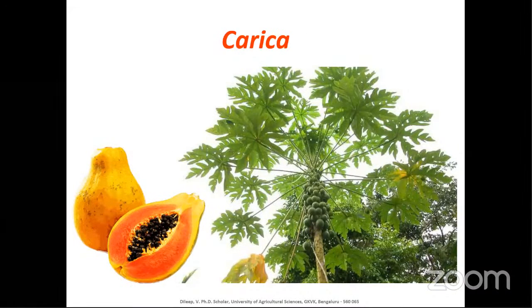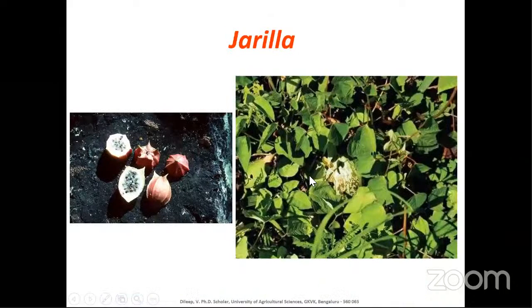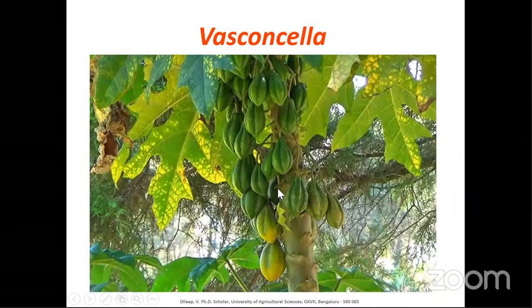So this is Carica. We have learned the cultivated papaya, the tree and also its fruits. This is the tree of Jacaratia, the fruit and also the plant. You can see how spiny it is. And this is Jarilla. It's almost like a creeper, and the fruits are very small compared to other forms. This is Cylicomorpha. It also bears very small fruits. This is Vasconcellea, also called mountain papaya.